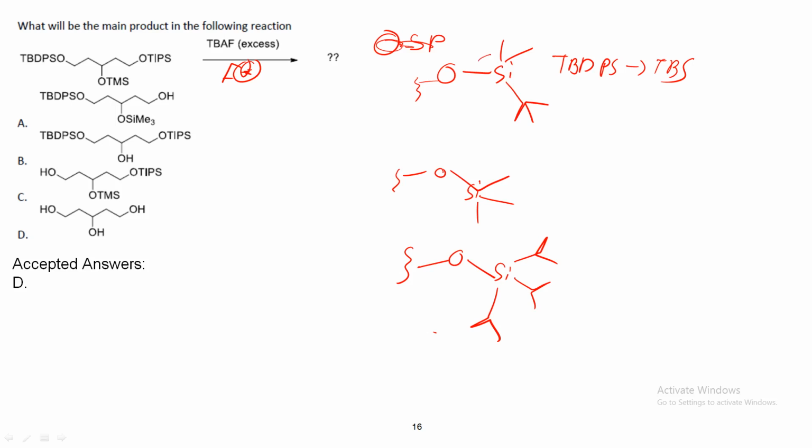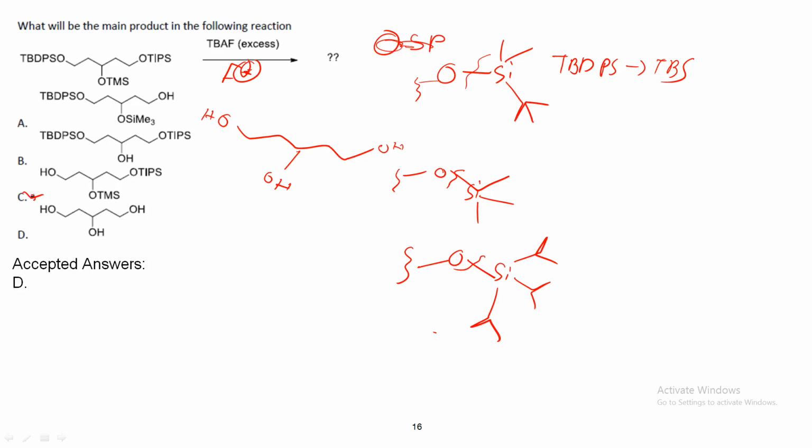So all protection groups can be flipped, all the protections will be removed, and the alcohol moiety will be regenerated. So your product would be this kind of thing. So if you can correlate, C should be the answer.